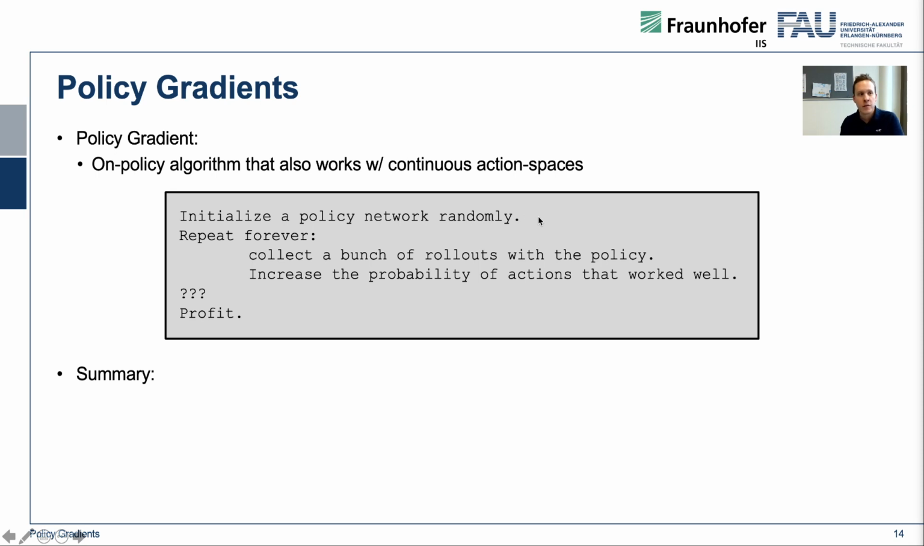We initialize a policy network randomly, and then in an infinite loop, so we repeat forever, we collect a bunch of rollouts given that policy in order to estimate our gradient. Then we increase the probability of actions that we have seen in our samples that worked well. We optimize them, and in the end we hope that everything works as it is supposed to.